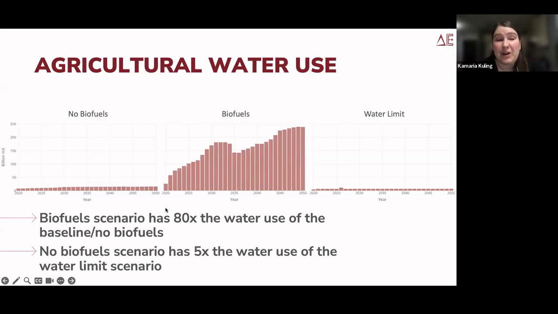And then the water limit scenario is even lower than our baseline without biofuels. So this sort of points to me that for Canada specifically, the major limitation of biofuels would probably not actually be land use, but water use.